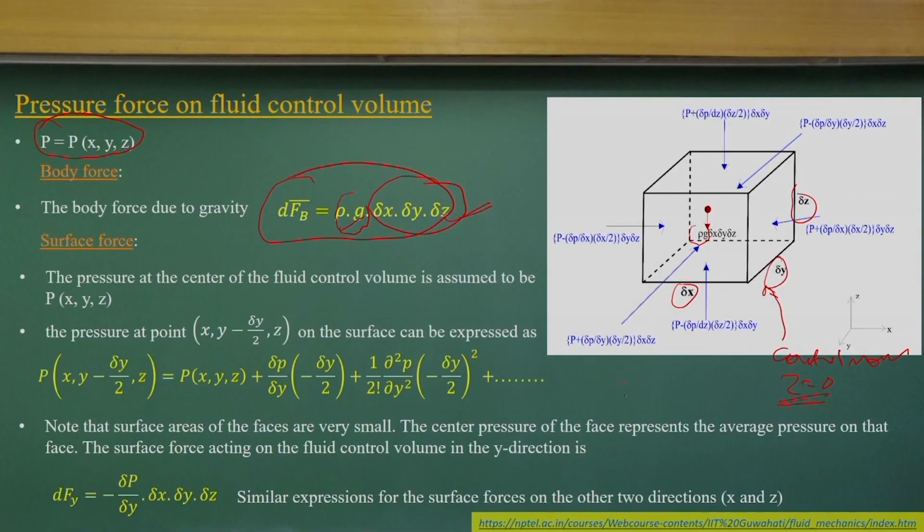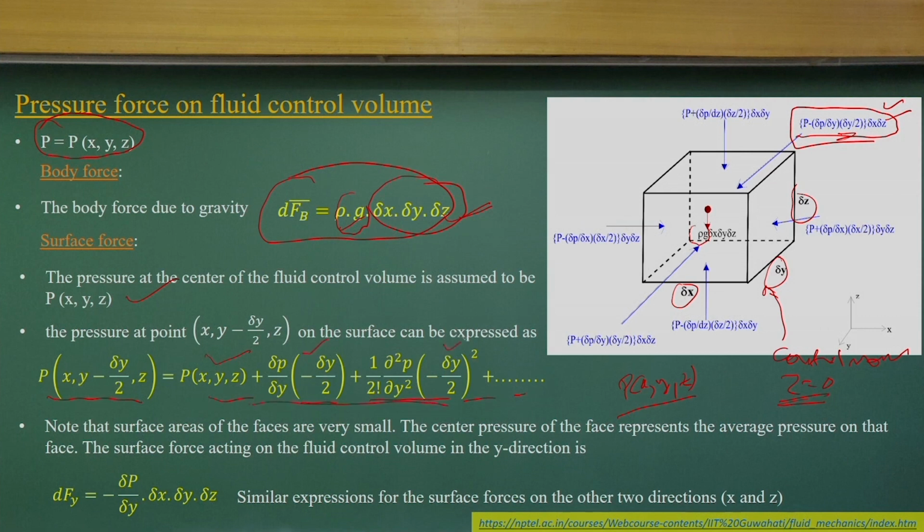Then we need to define the pressure field p(x, y, z), which is a function of x, y, z. I can use the Taylor series to approximate the pressure at a surface delta y by 2 away. That is the first order approximation of the Taylor series. If I know p(x, y, z), then the pressure at y minus delta y by 2 will have this expression.